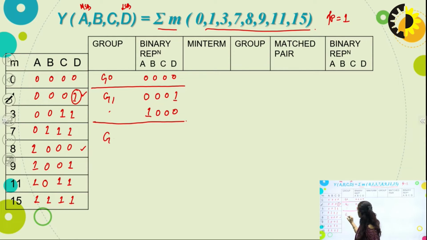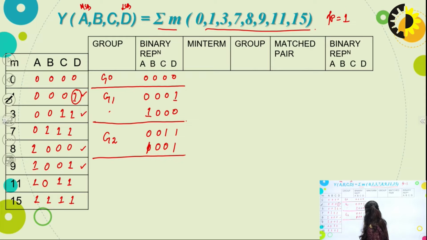Then group 2 will have the number of 1s equal to 2. So I'm going to pair this minterm 3, 0011. This is done, and 9, 1001, right?